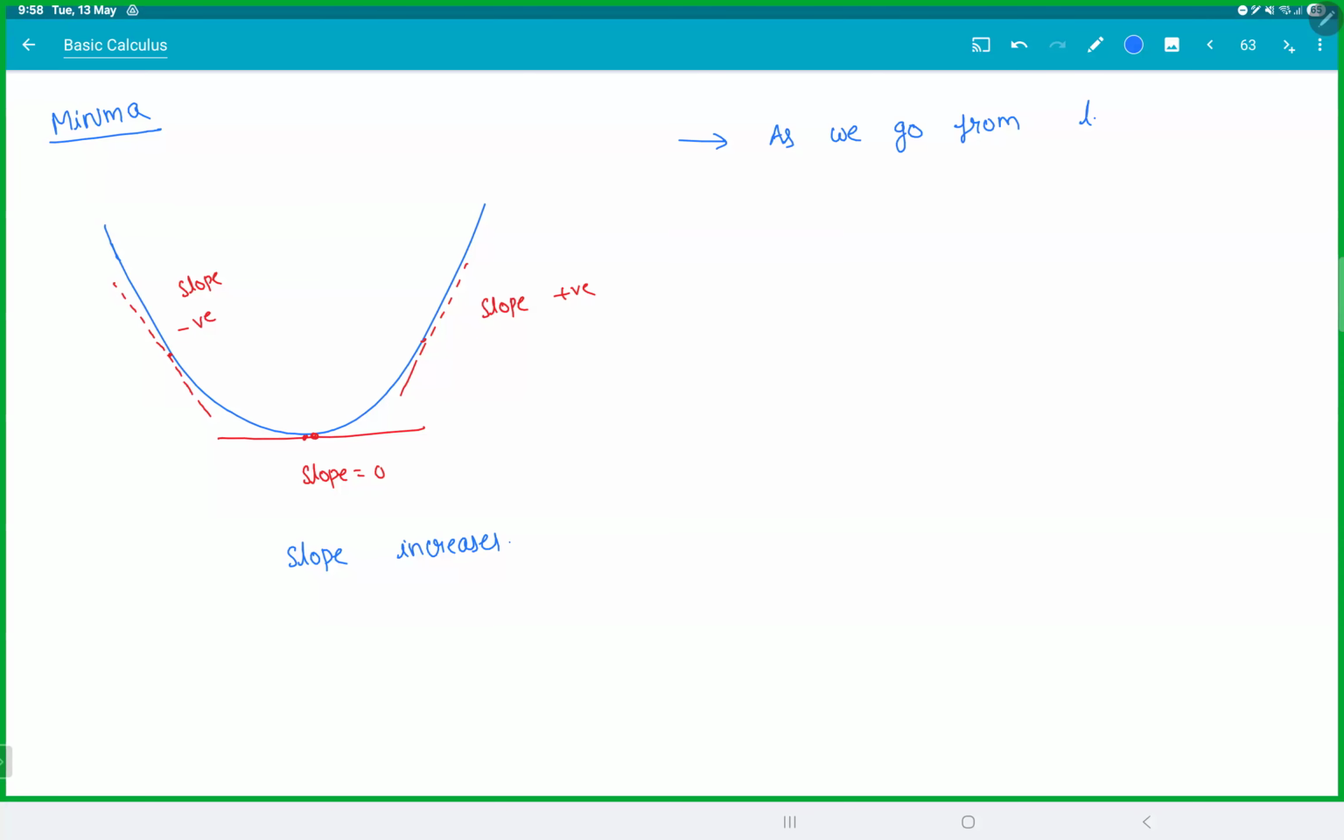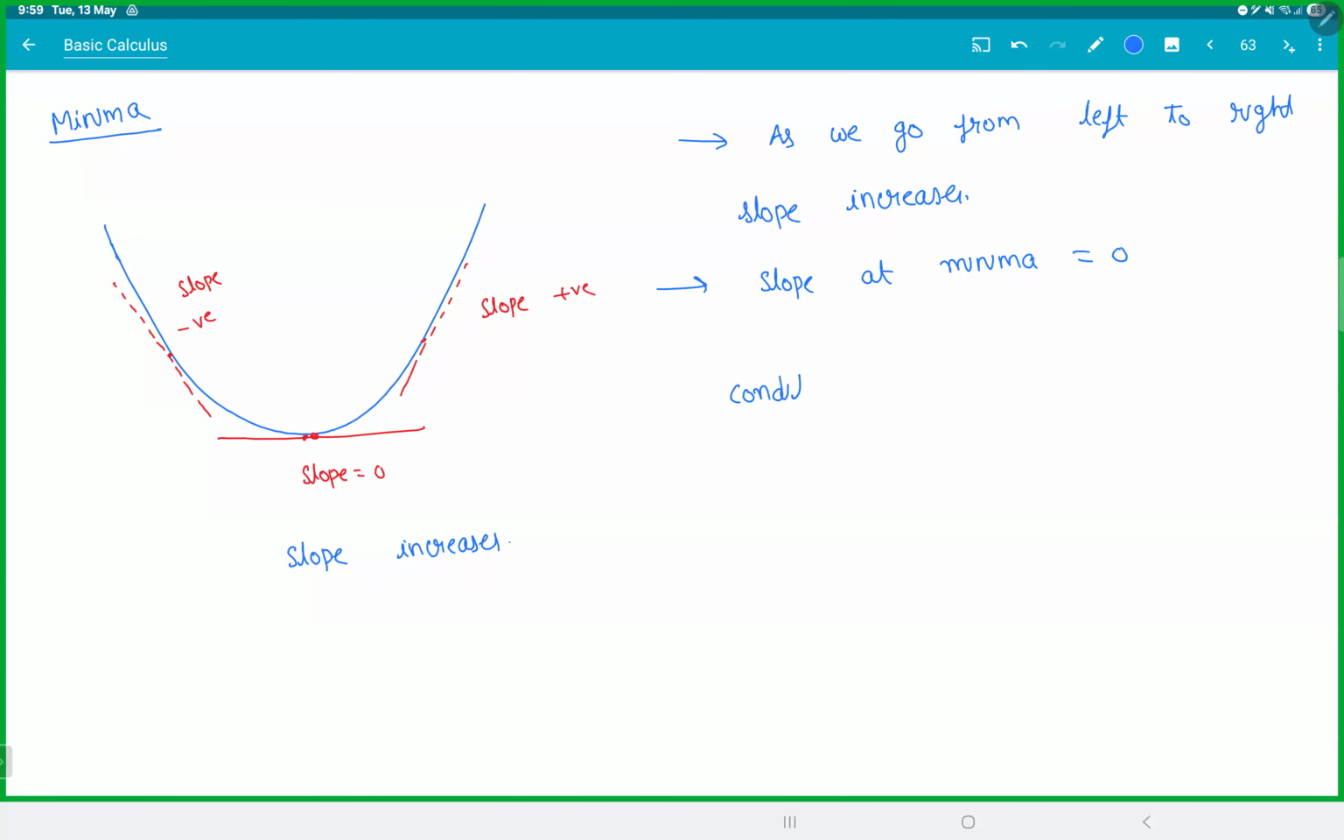So as we go from left to right, what happens? The slope increases. And if you see, the slope at minima is also 0. This is the reason why you need a condition 2. Because at minima and maxima, both the places, the slope is 0.